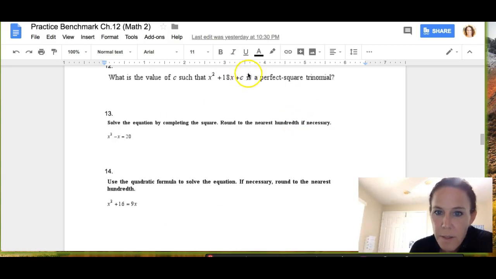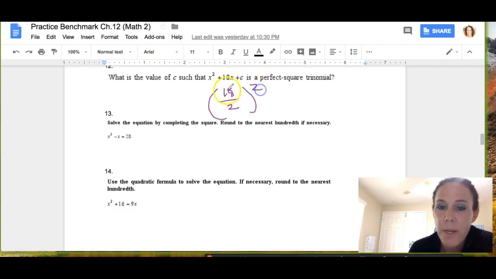Okay, to find the c value to make this a perfect square trinomial, and we do this so we can complete the square, we take our b term, our middle term, and we divide it by 2, and then we square it. So 18 divided by 2 is 9. 9 squared is 81. So our value of c would be 81.